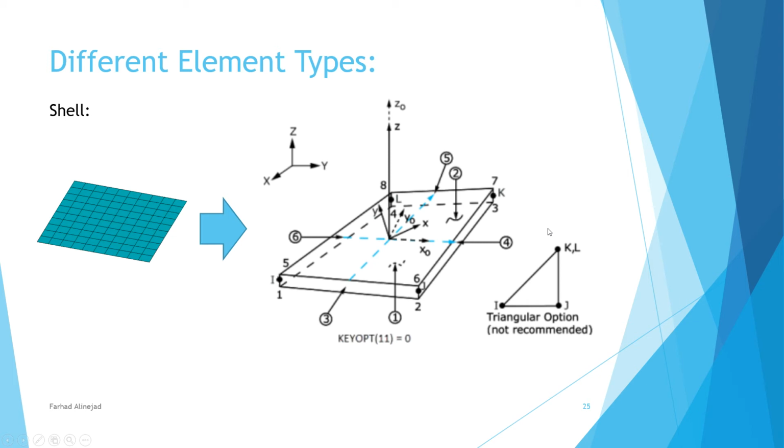This is the shell element. It is a kind of 3D element because every node of this element is able to move in 3 directions. Also, every node can rotate in the 3 directions. So every node of this element has 6 degrees of freedom.